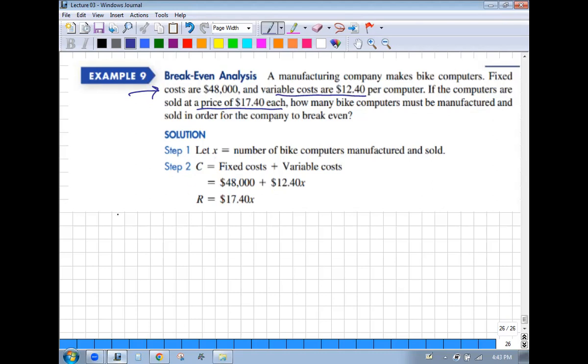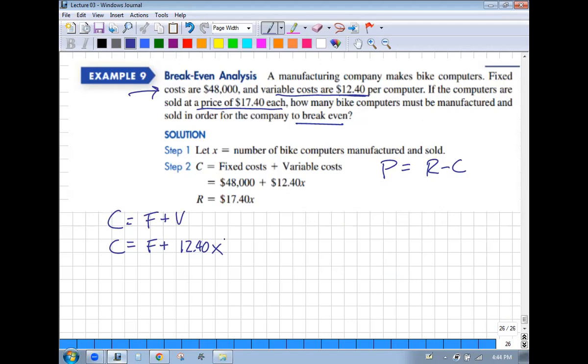The total cost is your fixed cost plus your variable cost. The variable cost in this case is $1,240 times the number of items that you're making. You want to know the break even point. We need to know this is our cost formula. We need to have our profit. Profit is revenue minus cost, right? Total profit is revenue minus cost. The break even point is where your profit and your costs are the same.